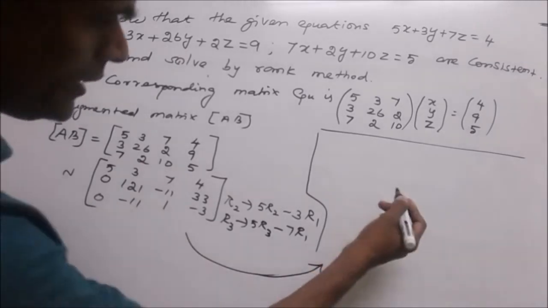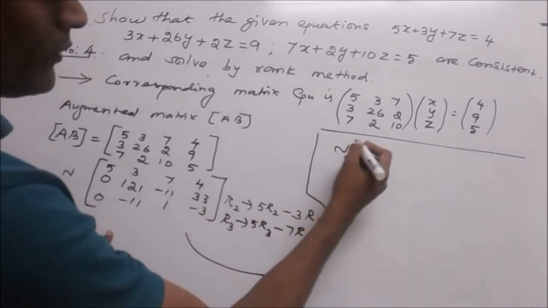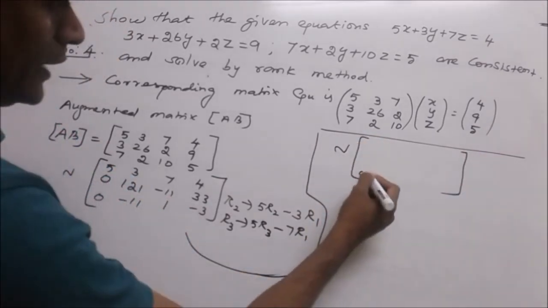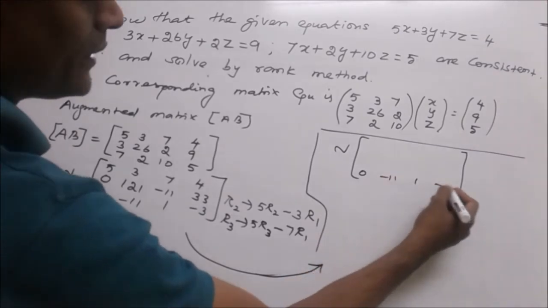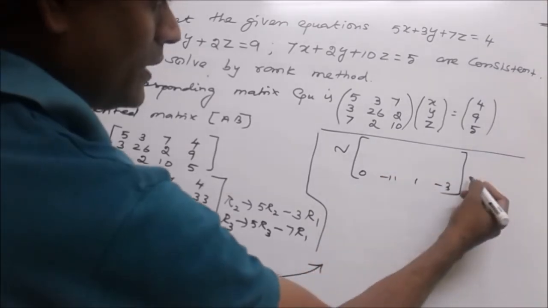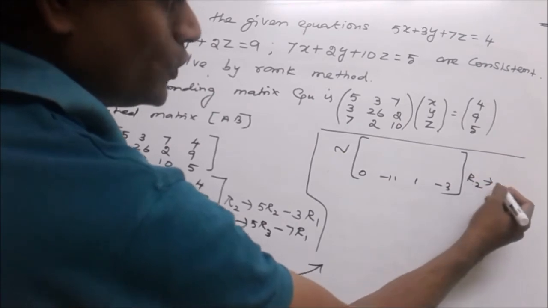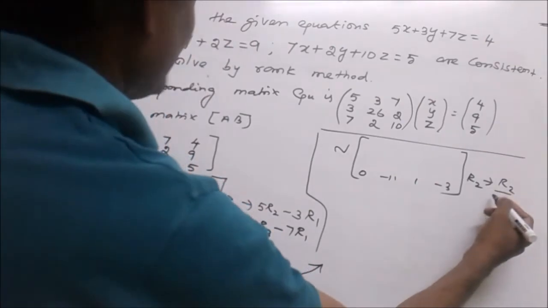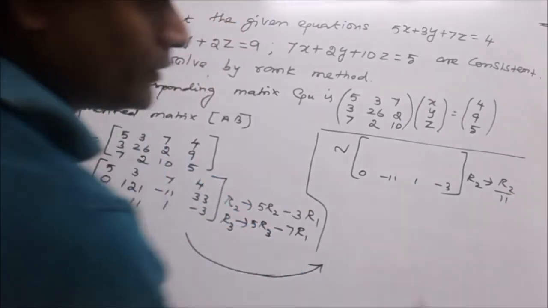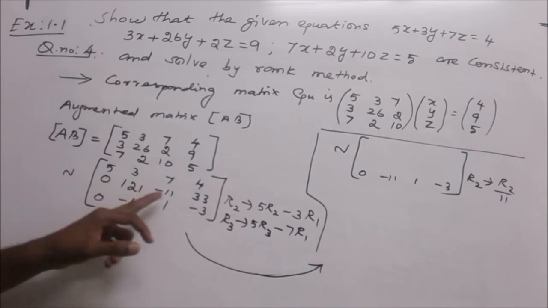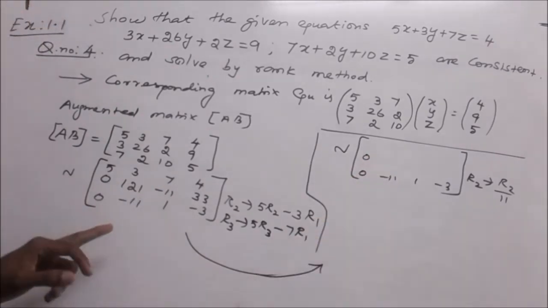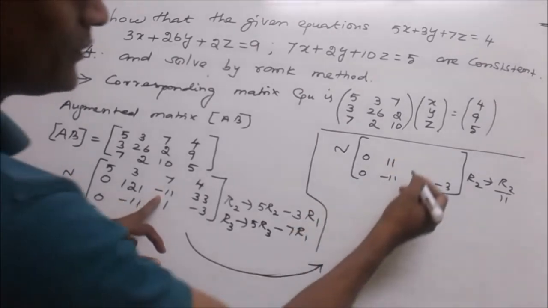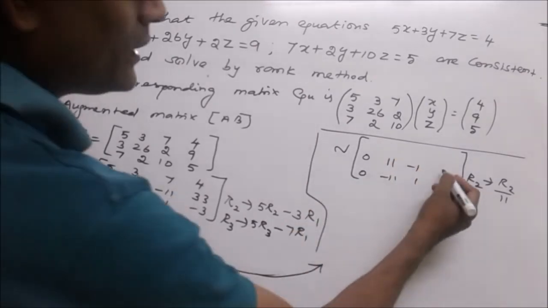I am going to write here. The another equivalent matrix is 0, minus 11, 1, minus 3. There is no change in it. R2 tends to R2 divided by 11. Divide R2 by 11. 0 divided by 11, 0. 121 divided by 11, 11. And here minus 1. And here 3.